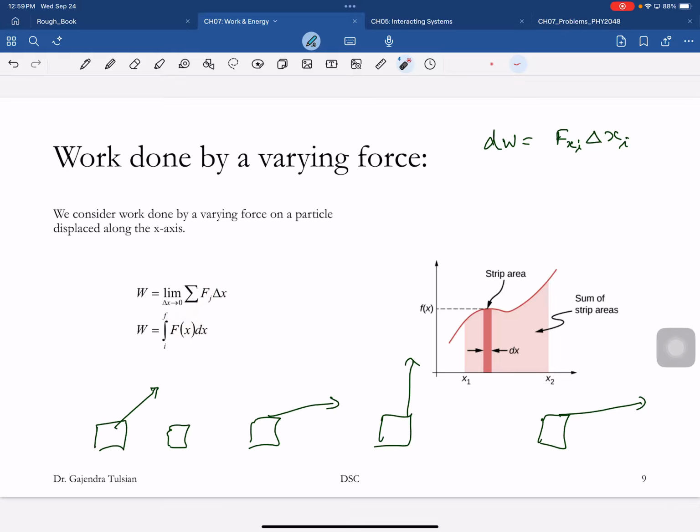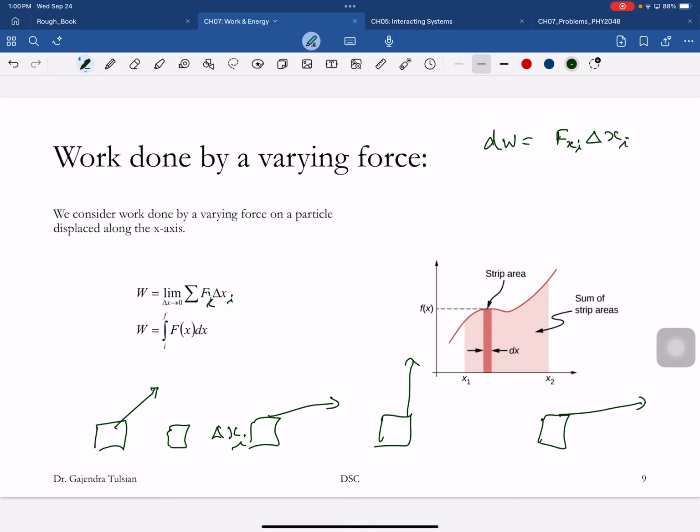This is plotting the x component of the force as the object is moving in a straight line. So the work done during this small displacement is this, and then you add up all of that, and that's the integral of that function. i is the ith segment. I guess I need to fix those subscripts.